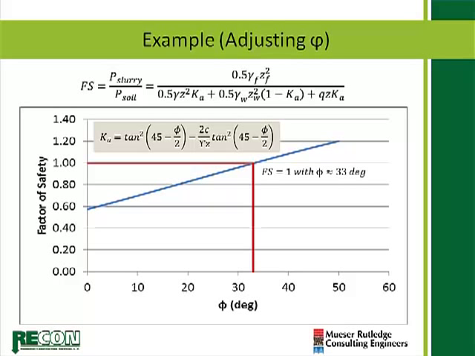The friction angle, like cohesion, is part of the development of the active earth pressure coefficient, K sub A. And just as with cohesion, increasing the friction angle increased the factor of safety, but at a higher rate. Therefore, caution must be taken in selecting the proper friction angle for the site for the design calculations.